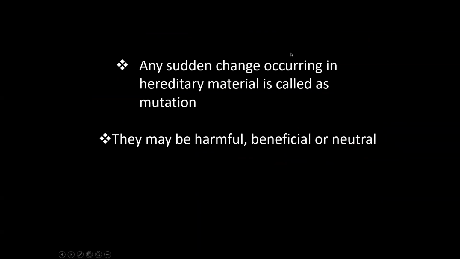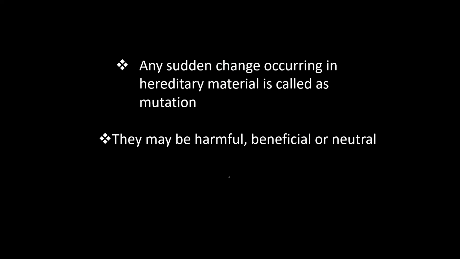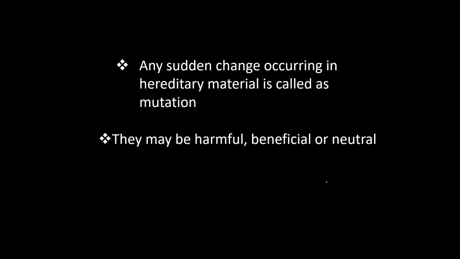A mutation refers to any change at all in hereditary material, okay? Mutations are usually spontaneous changes to your hereditary material. So simply put, a mutation happens from one generation to the next. And by that I mean, it will not be present in one generation and it will simply appear in the next generation. Okay? So that's the first thing.